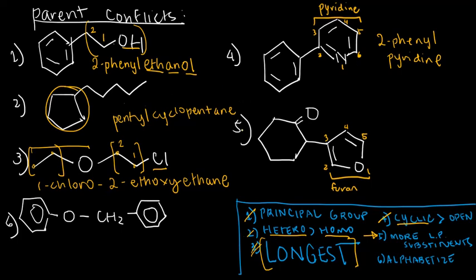How about in number 5? Do you follow the same principle? Like, oh, furan is heterocyclic, so this must be my parent. No. Look at my approach. I always go to number 1 first. Is there a principal group in furan? No. Is there a principal group in this cyclohexane? Yes, right? This is a carbonyl group.